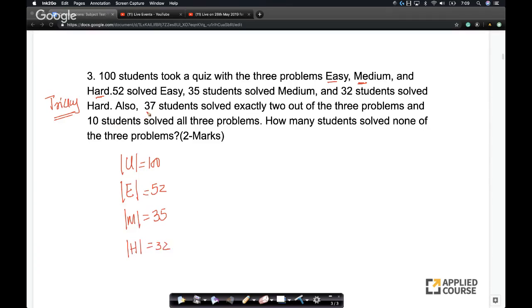Now, also 37 students solved exactly 2 out of the 3 problems. So exactly 2 out of 3 problems have been solved by 37 students. And 10 students solved all 3 problems, so 10 students solved E, M, and H. Now it asks how many students solved none of the 3 problems. It's a very good question.